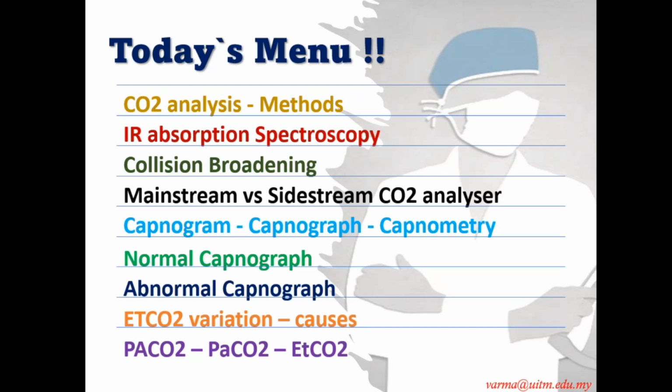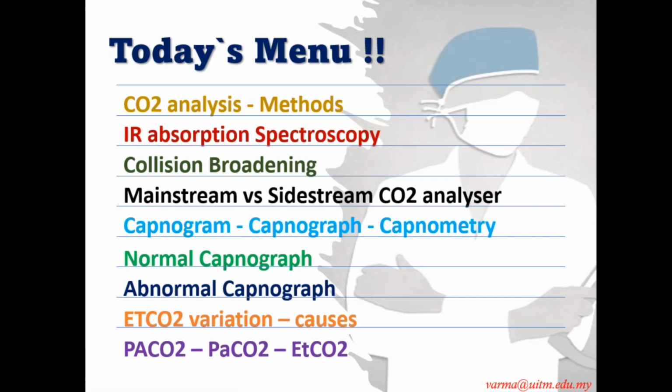Then we will look at the normal waveform of a capnograph and the causes or conditions when an abnormal waveform will appear and how it looks, the morphology. Then the important part is end tidal CO2, and end tidal CO2 variation, the causes of it. Then finally, we'll talk about the differences between alveolar CO2, arterial, and end tidal CO2.